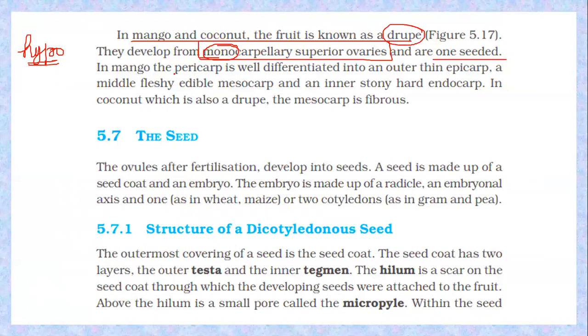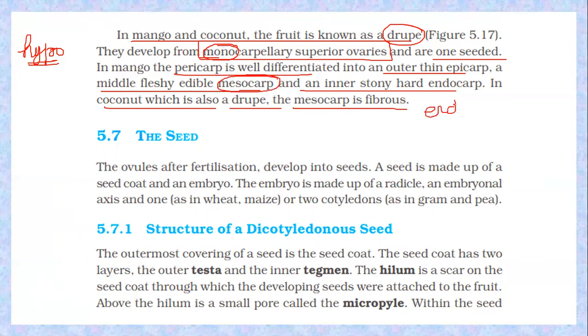In mango, the pericarp is well differentiated into an outer thin epicarp, a middle fleshy mesocarp, and an inner stony endocarp. In coconut, which is also a drupe, the mesocarp is fibrous. In mango, the edible portion is the mesocarp, whereas in coconut, the edible portion is the endosperm, because the mesocarp is fibrous. The epicarp is the hard stony structure in coconut, whereas in mango, the endocarp is the stony structure.